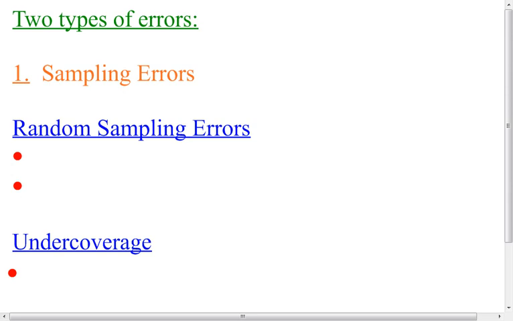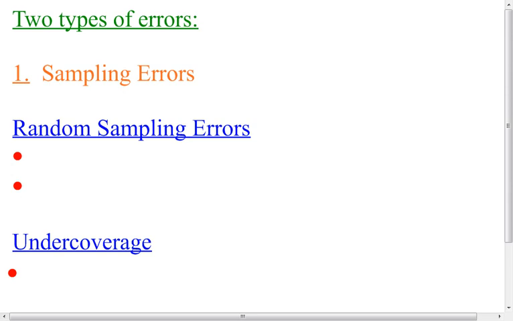Okay, so basically, there's lots of errors that come in sampling. They sort of fall into two kinds of categories. The first kind is the sampling error, and those errors are just the kinds of errors that happen when you grab your group of people, okay? When you're trying to select your group of people.